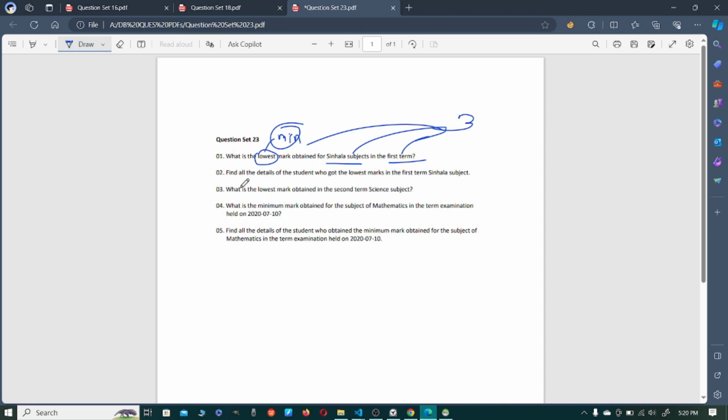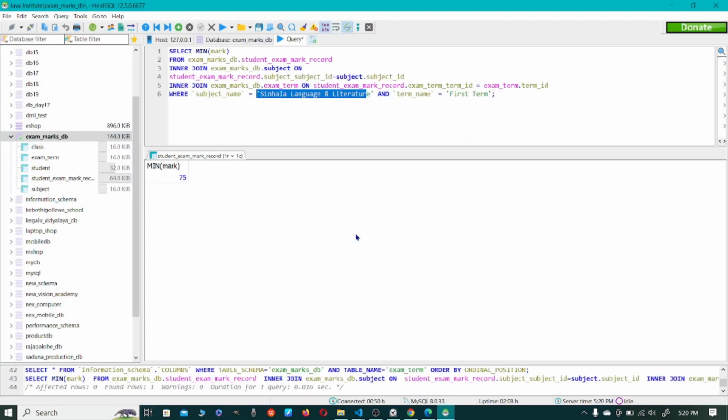The second question: find all details of the student who got the lowest mark, min, in the first term, Sinhala subject. So let's type the relevant query for the second question as well.